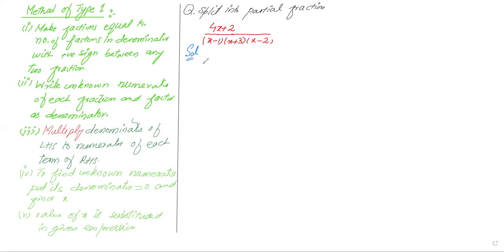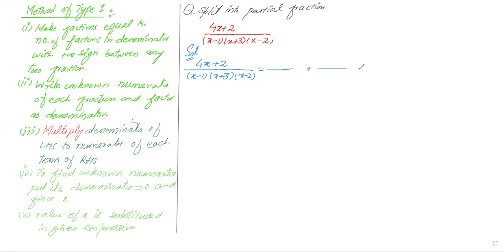I have to write the fraction as it is. Then this is the given fraction divided by x minus 1, x plus 3, x minus 2 is equal to. The first step, I have to make fractions as how many factors are given in denominator. So there are 3 factors. The first factor is x minus 1, the second factor is x plus 3, the third factor is x minus 2. So I have to make 3 fractions.